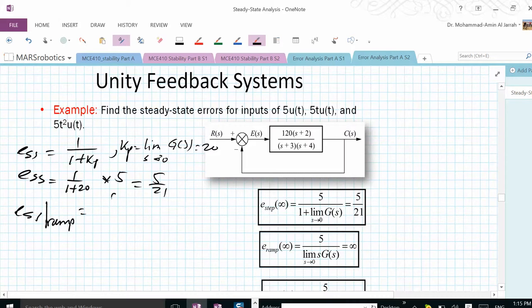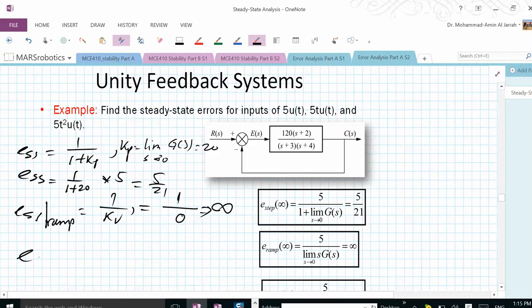Now let us look at ess to ramp. What is ess to ramp? It is 1 over Kv, where Kv equals the limit of s G(s). So this is equal to 1 over 0, which goes to infinity. So we have infinite error to a ramp input.